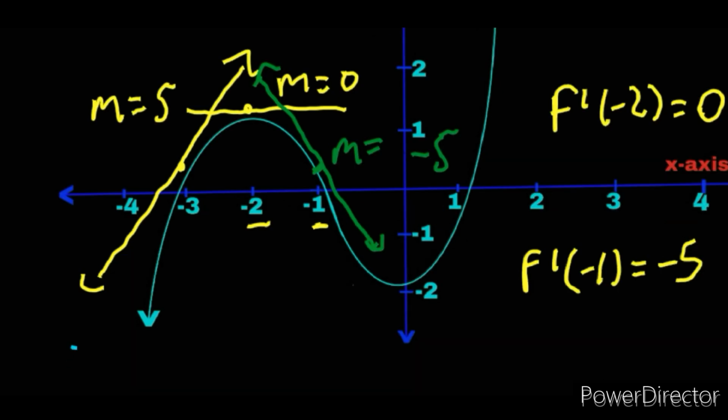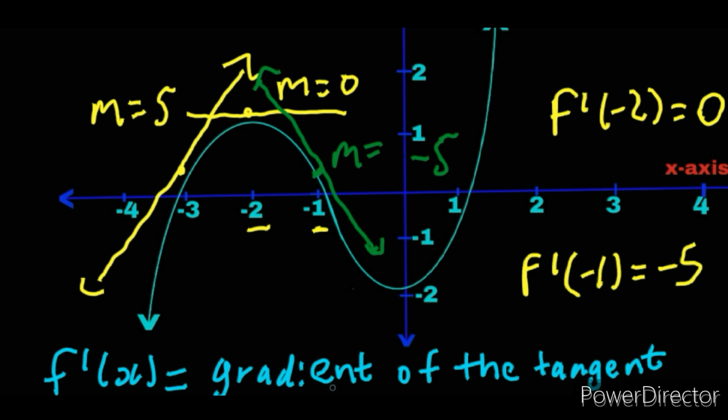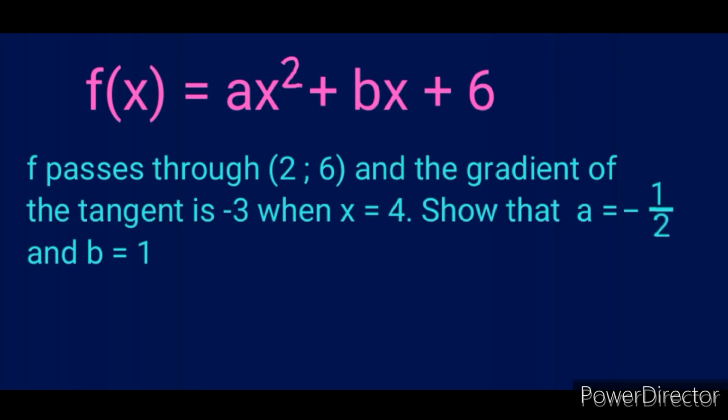So first derivative always represents the gradient of the tangent at that point. Please memorize this, especially those who are my students. Remember, first derivative always represents the gradient of the tangent at that point. Alright, given that understanding, we are told that f passes through this point.